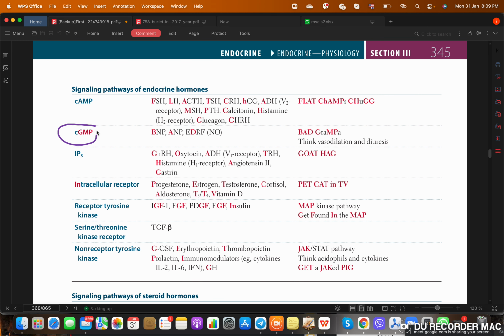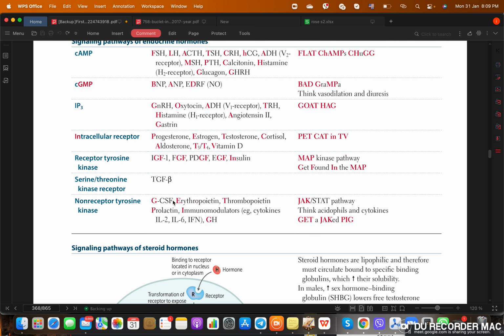And the other one is called cyclic GMP, which is for the ones produced from the heart, for example, like brain natriuretic peptide, atrial natriuretic peptide, and endothelial derived growth factor, which are all responsible for vasodilation. So everything responsible for vasodilation, this is cyclic GMP.